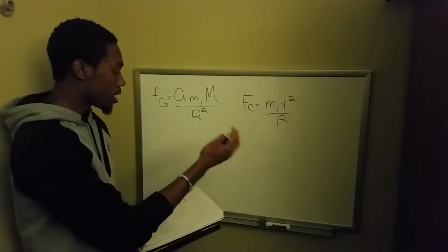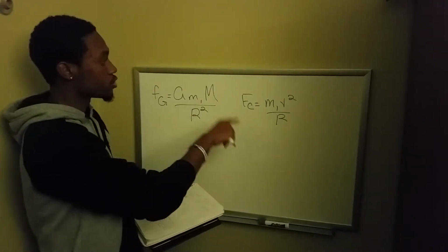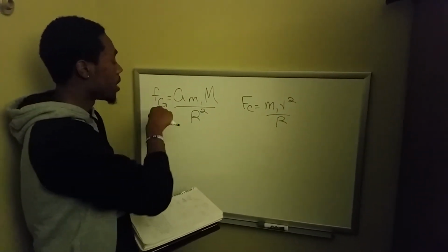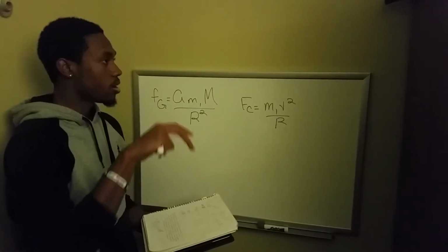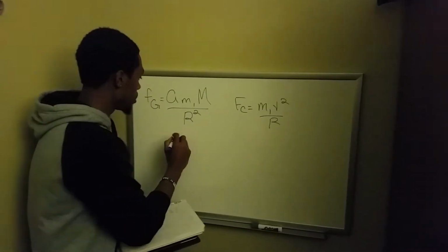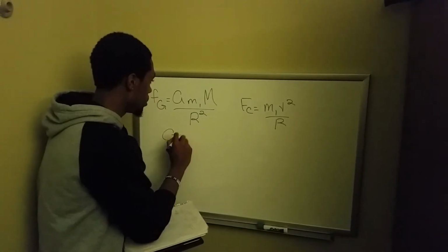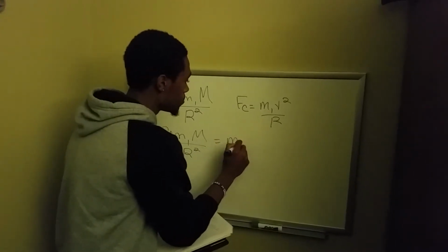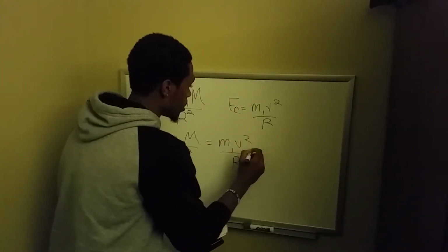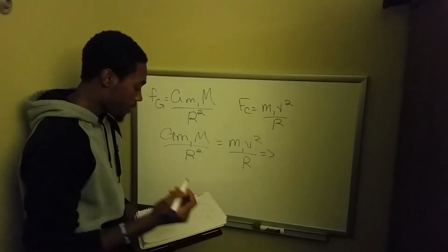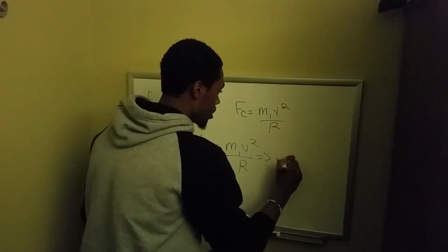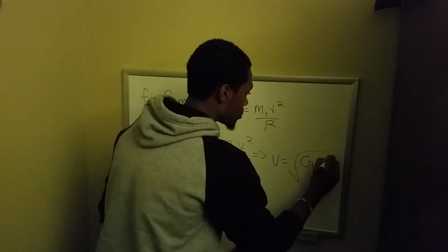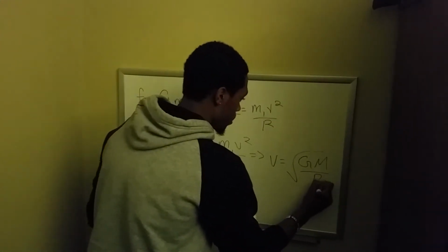And in order to find v squared, I need to set these two equal to each other, because the centripetal force that keeps the star in orbit has to equal the gravitational force of all the other matter that's also in the galaxy. So by setting these equal to each other, G m1 times m over r squared equals m1 v squared divided by r. After some calculations, I find out that v is equal to the square root of the G constant times the mass of the galaxy divided by r.